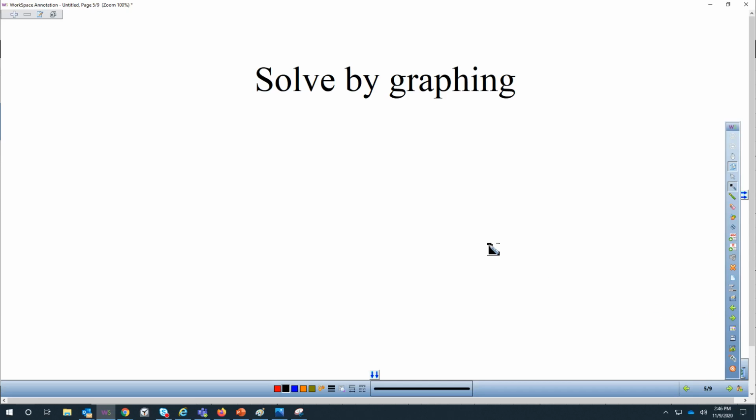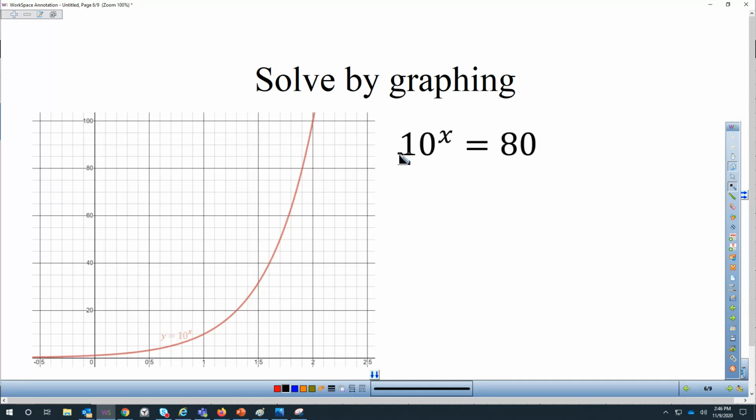Okay, next we're going to look at an example of how to solve by graphing. Here's our example. We have to solve the equation 10 to the x equals 80. To do that, we're going to look at this graph right here. This is a graph of y equals 10 to the x. The similarity between this equation for the graph and the equation we're trying to solve should be kind of obvious. Basically, we're trying to figure out what does x have to be for y to equal 80 in this graph. Here's the y-axis, and here's where y equals 80.